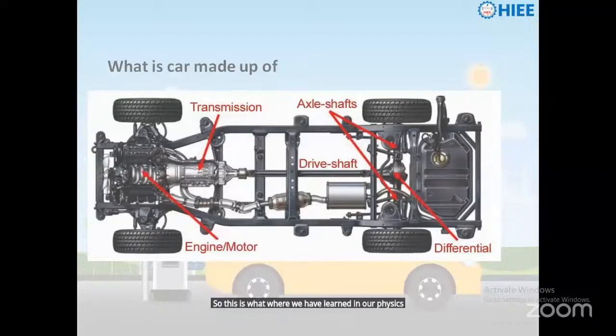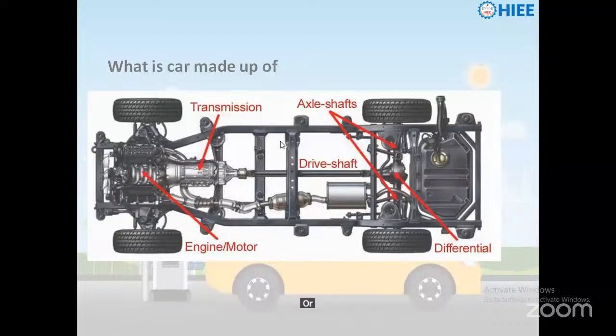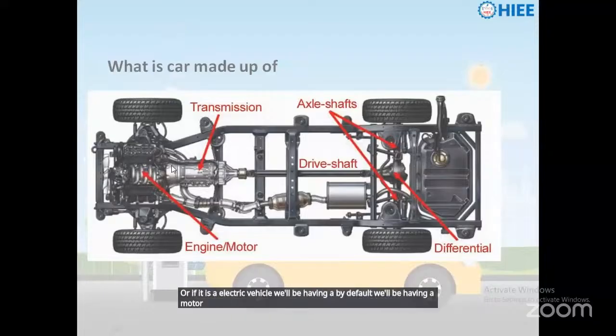Okay. Now, whenever we are looking at this figure, let us first try to understand what the different components are. The first component we will be having is the engine or motor. Okay, if it is a normal IC engine vehicle, we'll be having the engine, or if it is an electric vehicle, by default we'll be having a motor. Regarding the engine or motor, let us discuss in further sessions. More precisely, we'll deal with the motors.